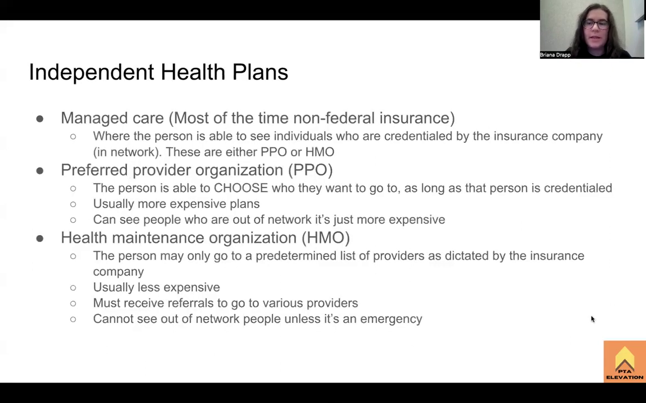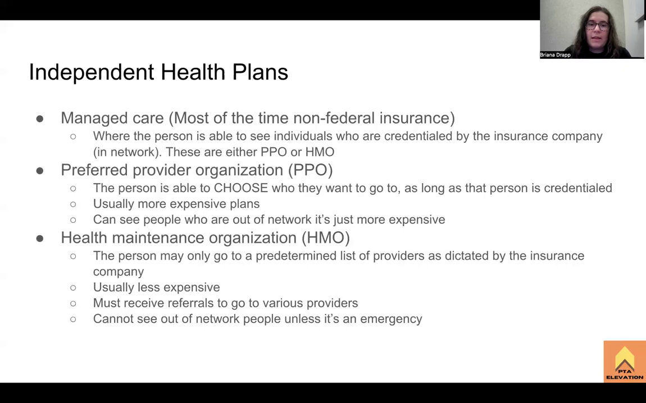So independent health plans, again, can be a subsection. They can be either non-federal insurance or federal insurance. It's basically managed care. This is where the person is able to see individuals who are credentialed by that insurance company. So whatever's in network, this is either a PPO plan or an HMO plan. Just to use an example, my health insurance is UPMC Health Plan, University of Pittsburgh Medical Center. It's all throughout Pennsylvania and it's creeping into other states as well. I have a PPO, so I'm able to choose who I want to go to. That's what a preferred provider organization is.